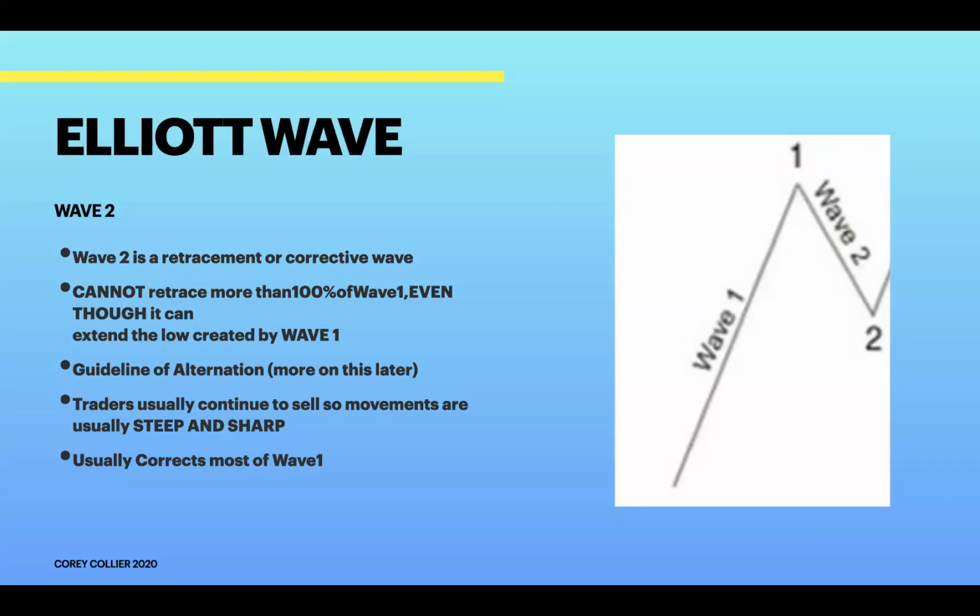In wave 2, traders usually continue to sell or buy, so movements are usually steep and sharp. What that statement means is traders usually continue the previous trend. So in this example, we're in an uptrend, and wave 2 as a complete cycle looks like a downtrend in a sense. But this is where I say it's only a retracement until it breaks the higher low, depending on what trend it's retracing against. Wave 2 usually corrects most of wave 1.